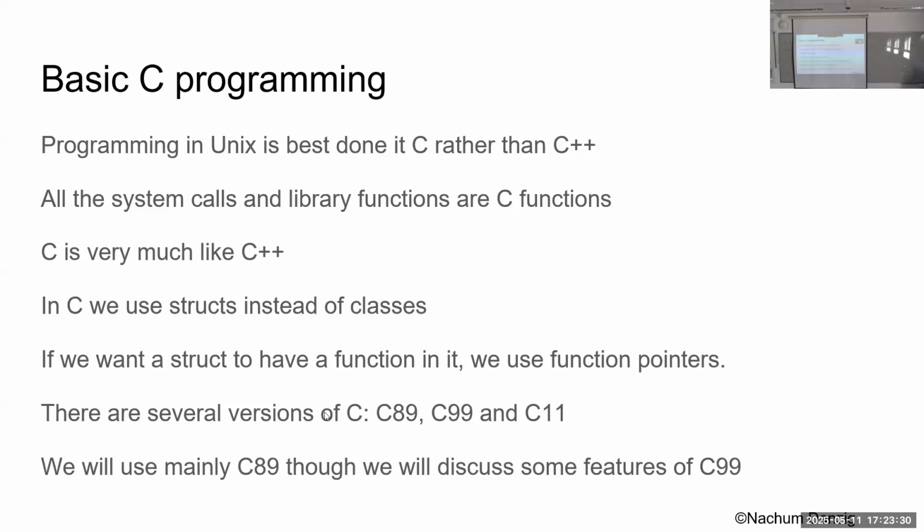There are several versions of C, actually. For a long time, there was C89. It was used for far beyond 1999. It was established in 89, but it was really in use from like 83 until today. People still use that as the standard C. Some changes were made in 1999 and a few more in 2011. So we have a few different versions of C. We will be using mainly C89, though we will discuss some features of C99.